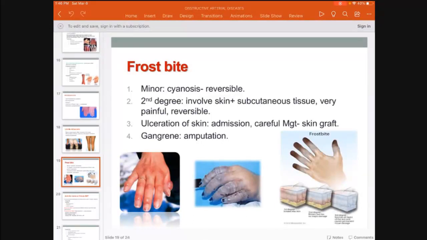When ulceration of the skin starts, the third stage, it requires admission to the hospital and management. Maybe you need a skin graft to prevent future complications of contracture or abnormality of movement of that part. Fourth stage, unfortunately, when gangrene is established, it is hopeless and needs amputation.